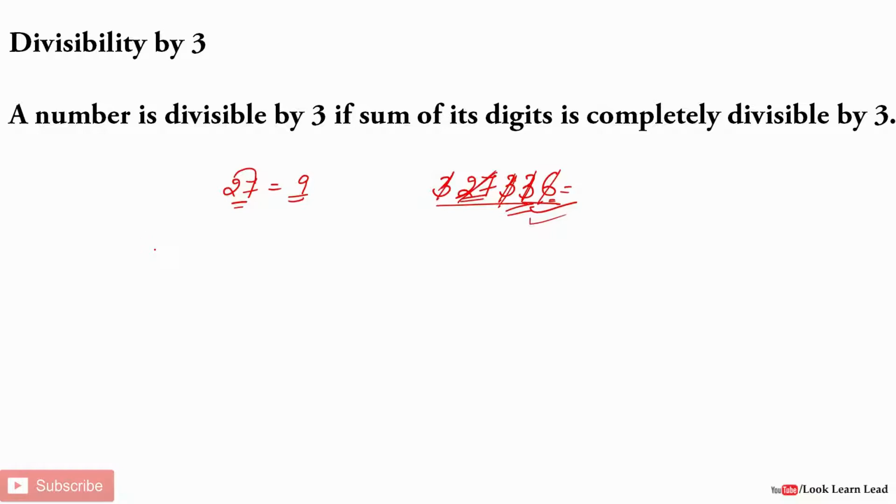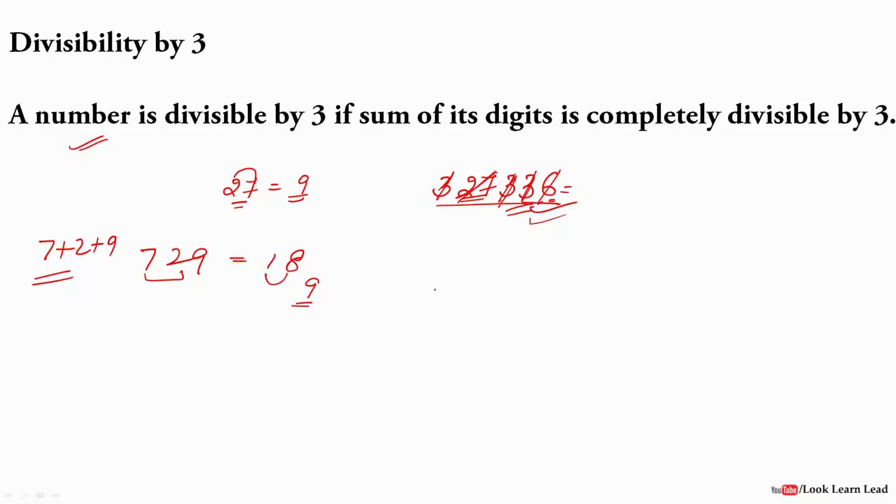Like another example, suppose 729. 7 plus 2 is 9, and 9 plus 9 is 18. If we have a bigger number, suppose 18, then 8 plus 1 is 9. 9 is divisible by 3, so 18 is divisible by 3, and so 729 is divisible by 3. So this is the divisibility rule. We just have to sum up, that is 7 plus 2 plus 9. And for the other number, we checked 3 plus 2 plus 7 plus 3 plus 3 plus 6. If the sum is divisible by 3, the number is divisible by 3.